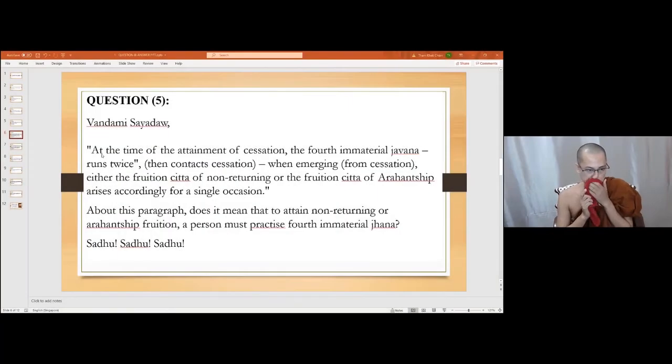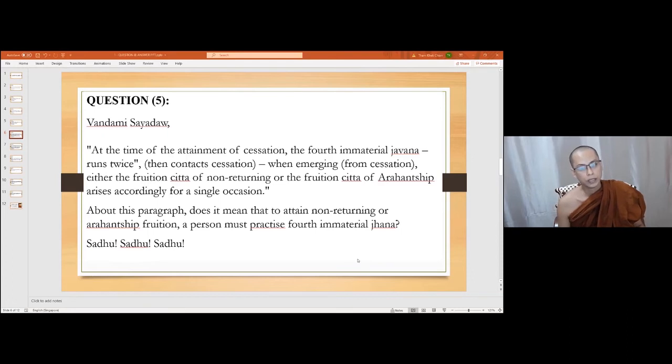So the fifth question is: at the time of the attainment of cessation, the fourth immaterial jhana runs twice, then contact cessation. When emerging from cessation, either the fruition citta of non-returning or the fruition citta of arahantship arises accordingly for a single occasion. About this paragraph, does it mean that to attain non-returning or arahantship fruition, a person must practice the fourth immaterial jhana?